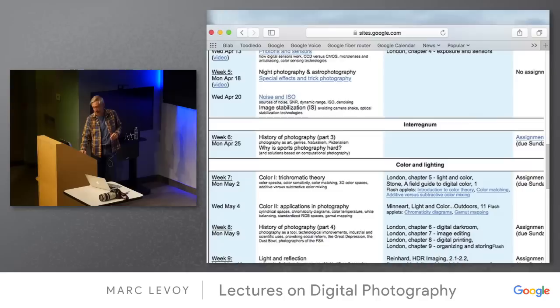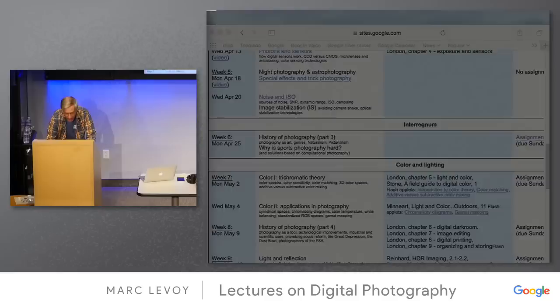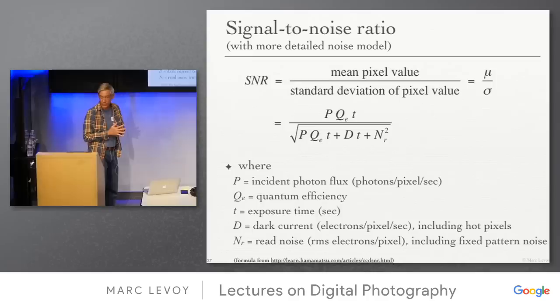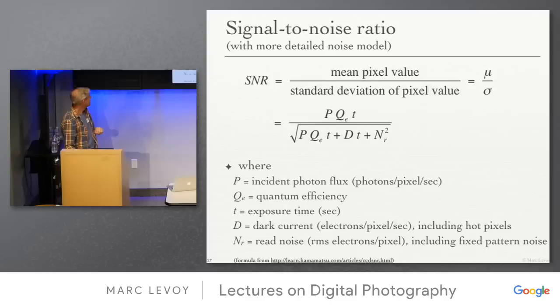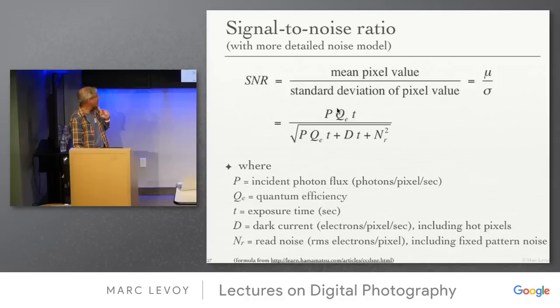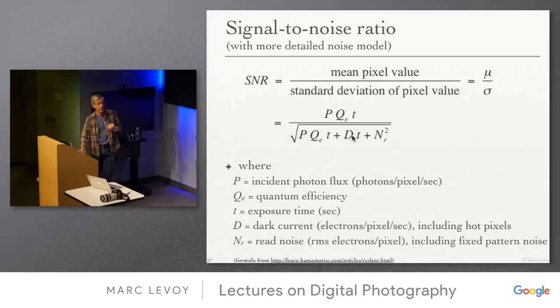Okay, so let's continue where we left off. And that was this slide. And we were talking about noise models. And we had gone through what the sources of noise were. And then I put up this formula, which is not the only formula you could find about noise, but it is one that brings together most of the major factors. And we talked about the fact that photon shot noise is going to be the number of photons over its square root. And then here was the contribution by dark current, which leaks in over time. And then here's the contribution by read noise.